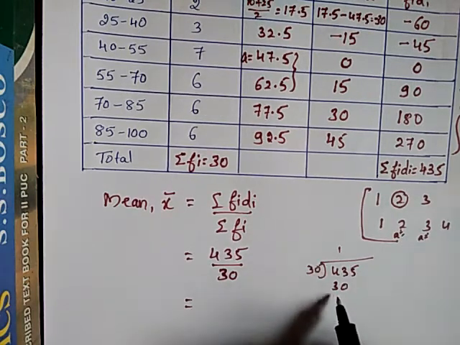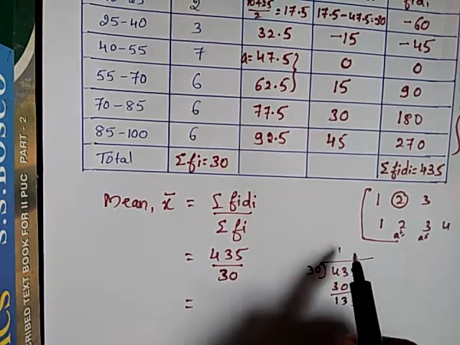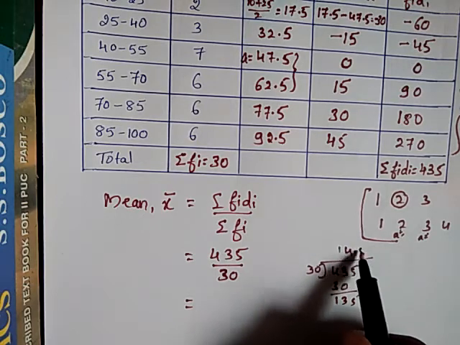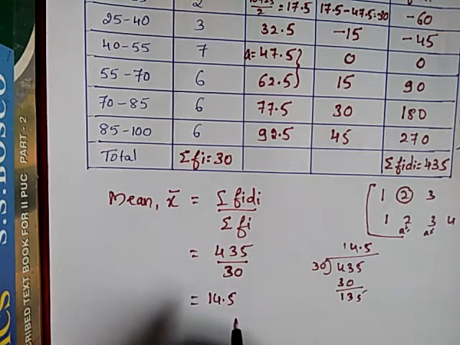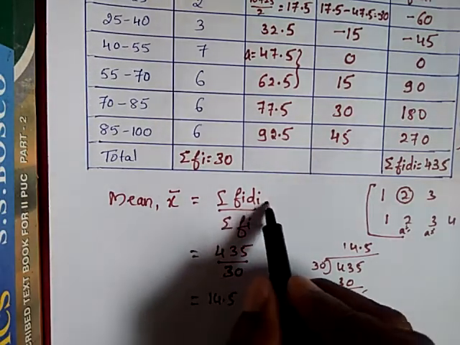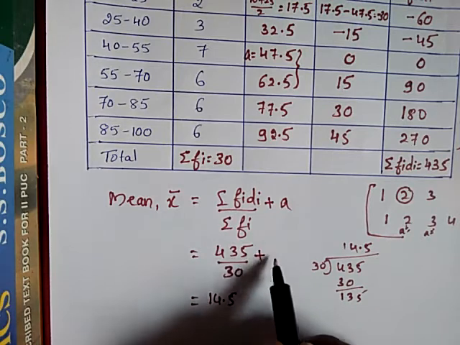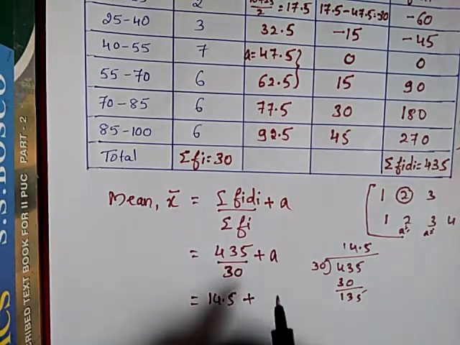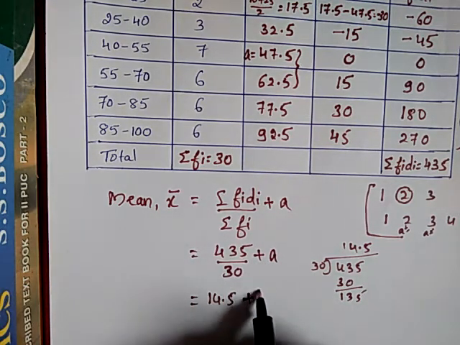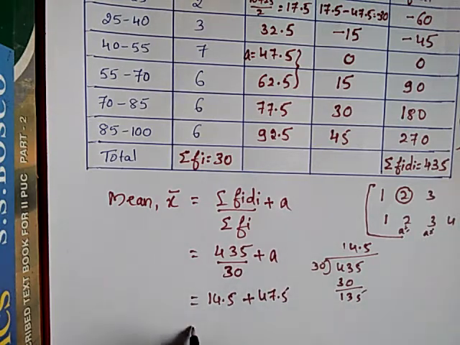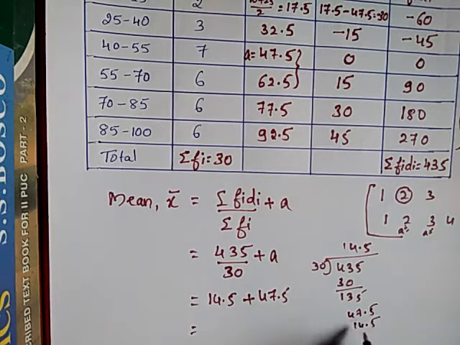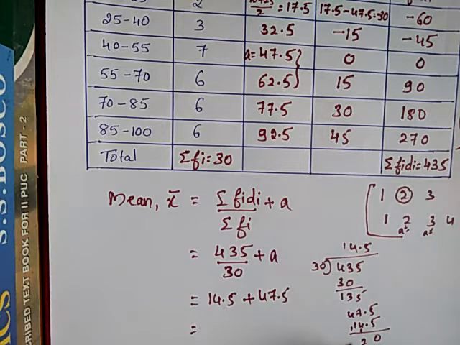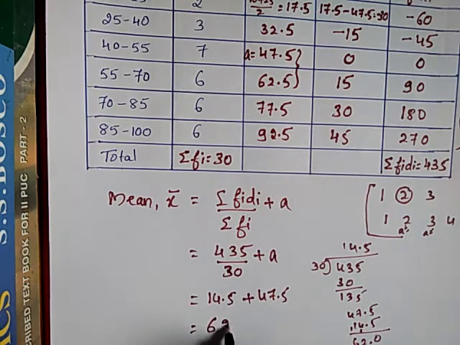435 divided by 30. After dividing, you will get 14.5. So you can write it is 14.5, but here in the formula, sorry my dear students, it will be plus a. What is a here? A means 47.5. So if you add these two, 47.5 and 14.5, you will get 62.0. So it will be 62.